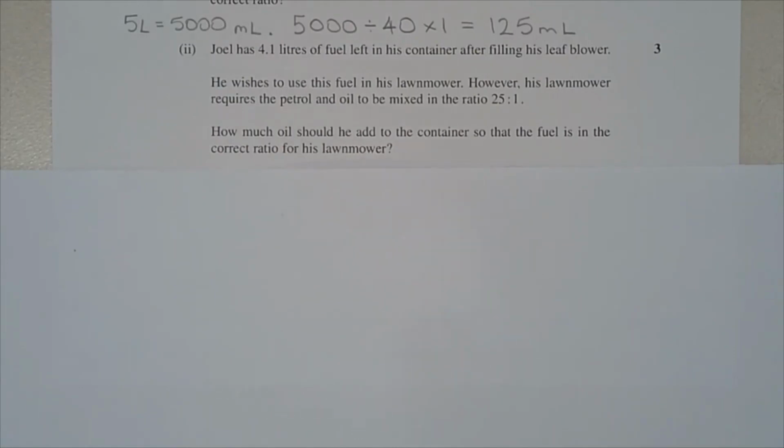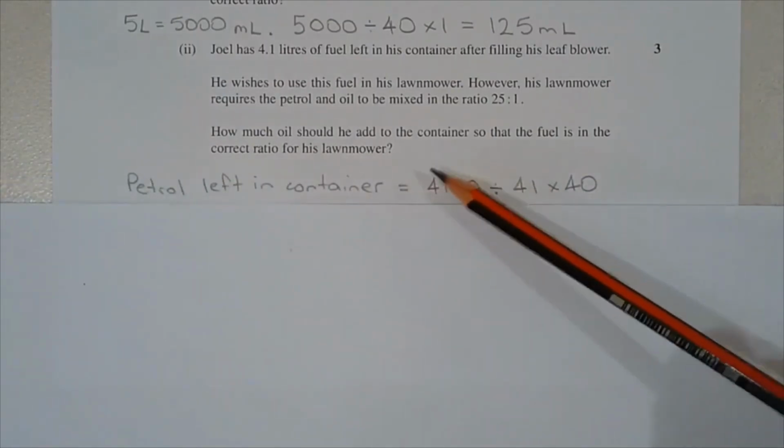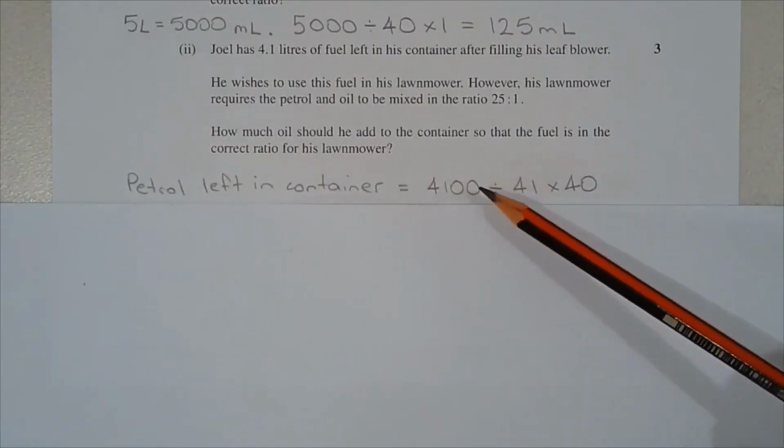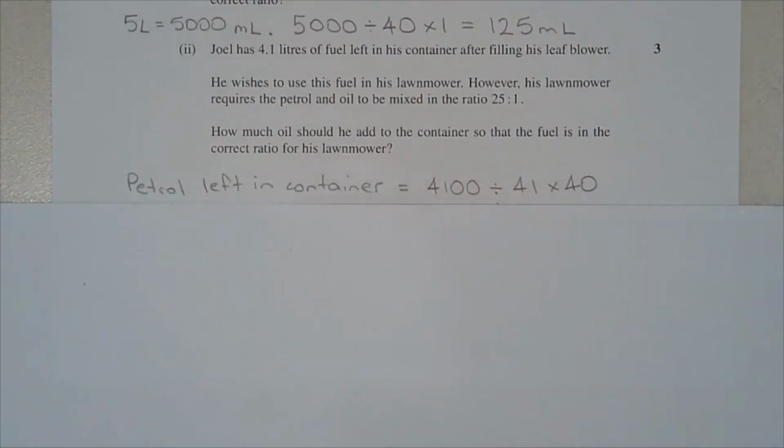let's find out how much petrol there is left in the container. After all, there's petrol and oil mixed together to create this fuel. This is for the leaf blower. So the amount of petrol left in the container is found by taking how much fuel there is, which is 4,100 millilitres of fuel. So that's the petrol and the oil together.